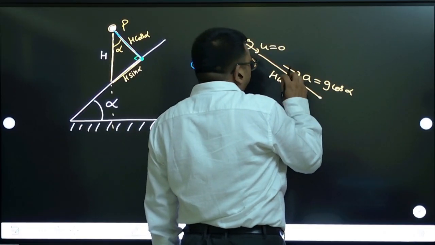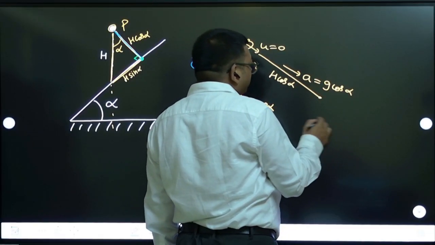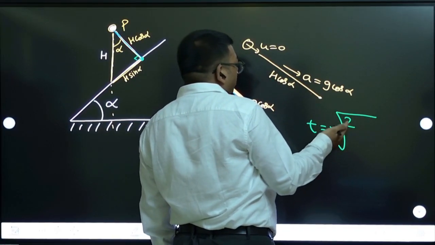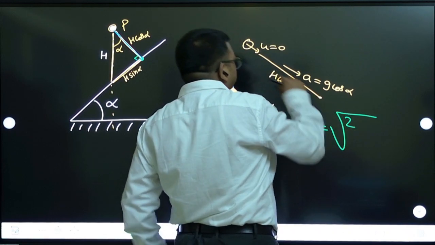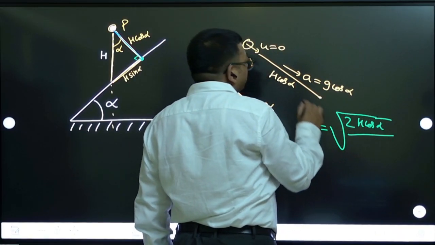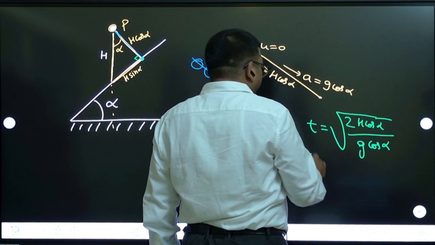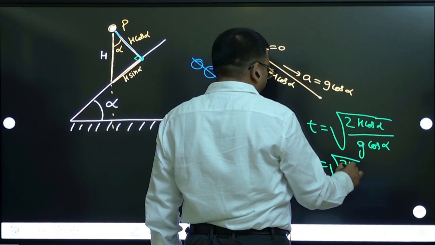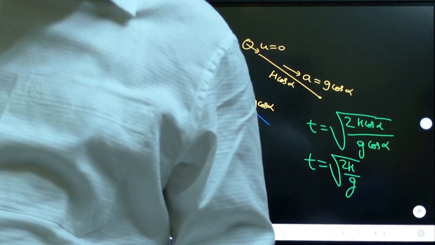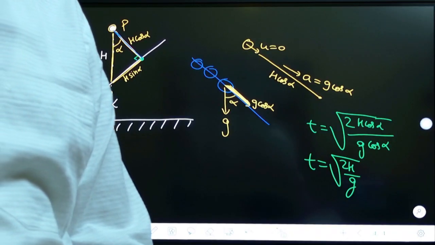So you are releasing it, and time you can calculate. X is ut plus half at square, so time is equal to root under 2h by g. Here h means h cos alpha, so root under 2h cos alpha by acceleration, which is g cos alpha. So if I assume that, then the formula will be root under 2h by g, right? But let me check the options. There is one option. Let me check whether that option is correct or not.